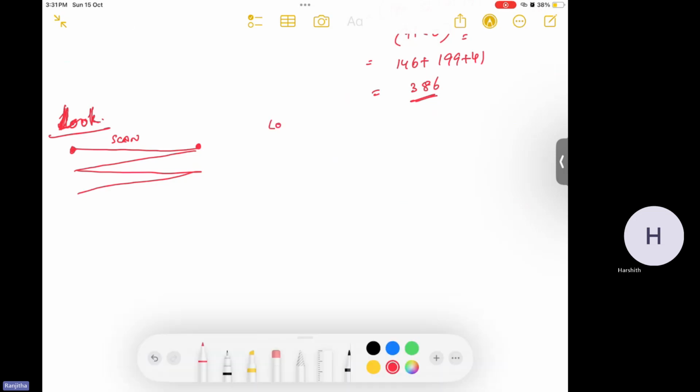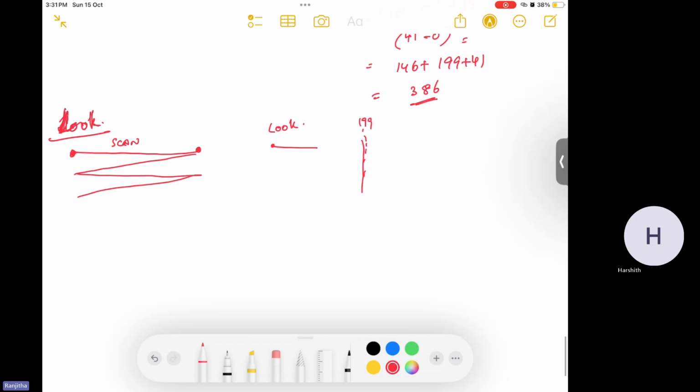Whereas in LOOK, for example, if this is 199 and if the request is 183, it will go only till 183. It will not traverse this distance. Then from 183, it will come till here, then it will go here wherever needed. It's not like it always goes to both extreme points.